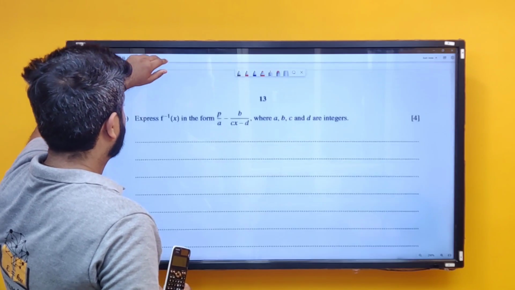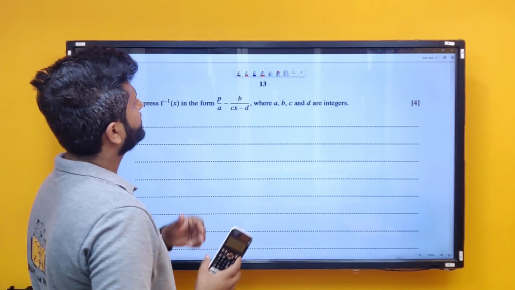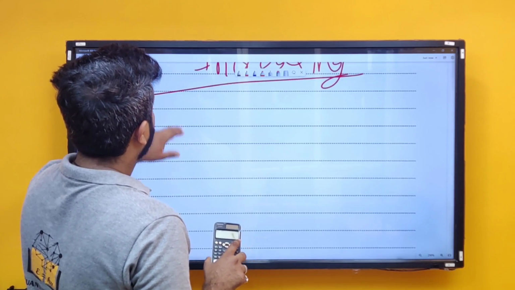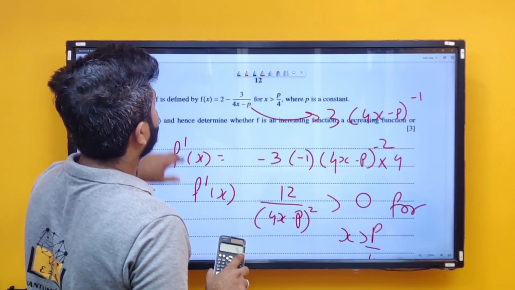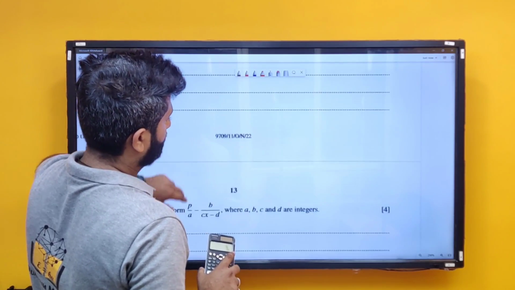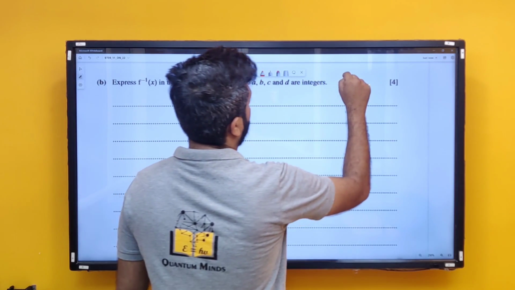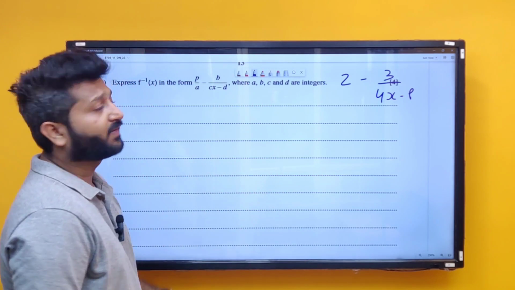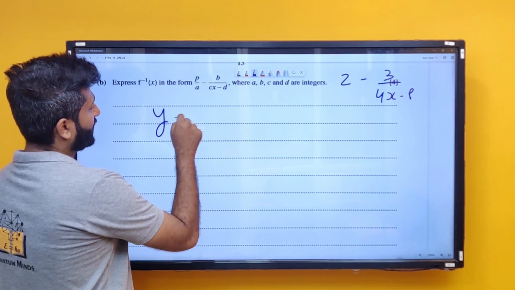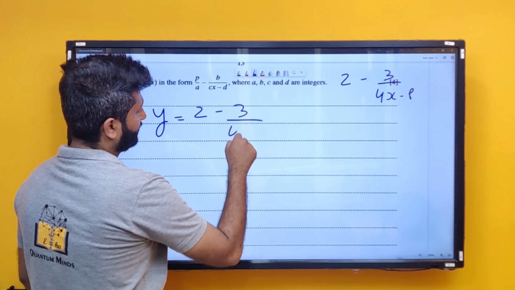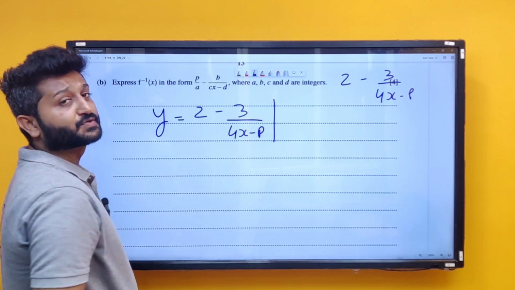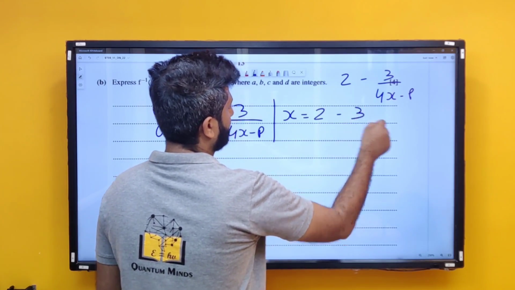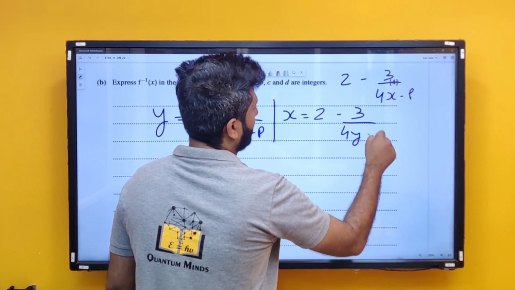Next, express f inverse of x in the form given. Okay, so my f of x was 2 minus 3 upon 4x minus p. I have to find its inverse. So first, y equals 2 minus 3 upon 4x minus p. Let me swap x and y. So you have x equals 2 minus 3 upon 4y minus p.